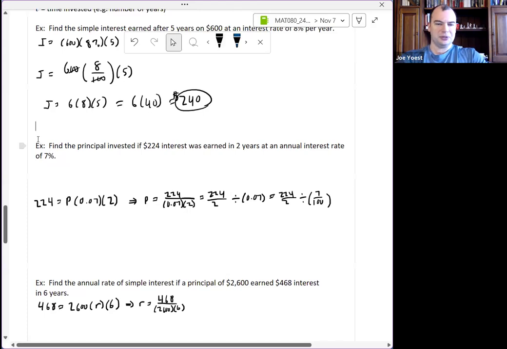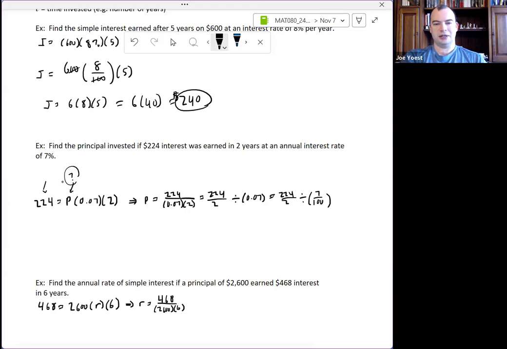Now the next two examples, we are not looking for interest, we're looking for something else. So we're going to have to solve an equation. So for this one, find the principal invested if $224 in interest was earned in 2 years at an annual interest rate of 7%. So the interest is $224. The principal is the unknown, so I'll leave that in there as P, an annual rate of 7% for 2 years. So that's R times T.